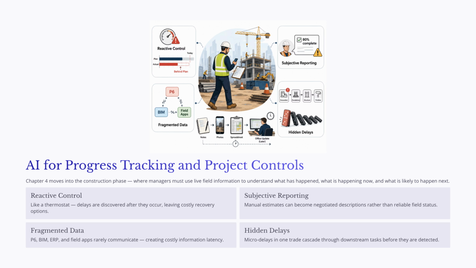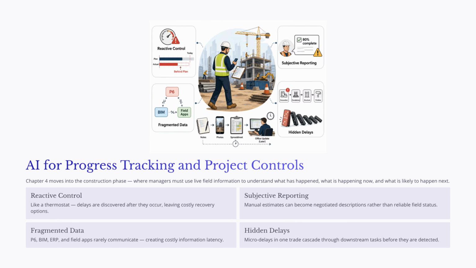Traditional project controls are essential, but they often face several limitations. First, many systems are reactive. They work almost like a thermostat. The team measures performance, compares it with the plan, identifies a variance, and then responds. The problem is that by the time the delay is visible, it has often already affected the schedule.